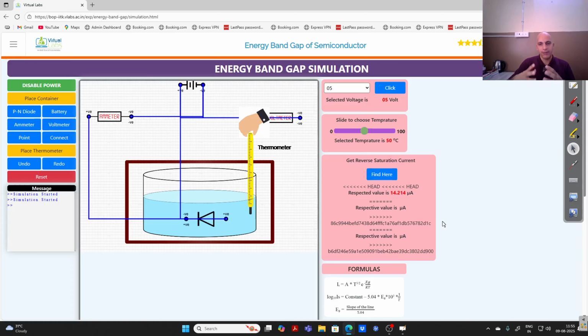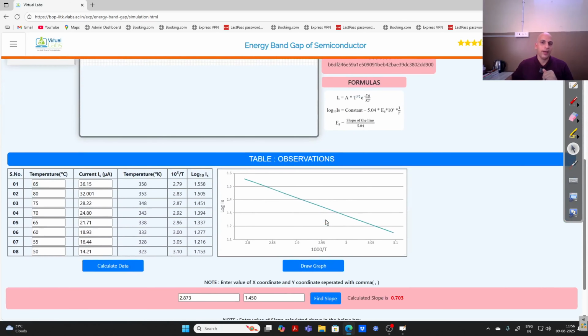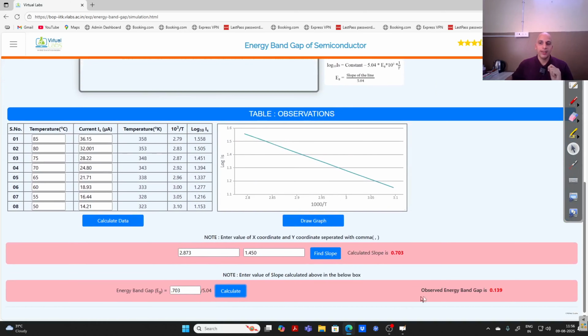In labs, if you have this instrument available, even then you can perform the experiment, right? The procedure is the same. You have to take the instrument, set up the connections, then switch on the heating device. You have to take the temperature around 70 to 80 degrees Celsius, measure the reverse saturation current, then start decreasing the temperature, or start increasing the temperature, and keep on measuring the reverse saturation current. Then after doing all these calculations, the formula is given here, and you can find the value of the energy band gap.